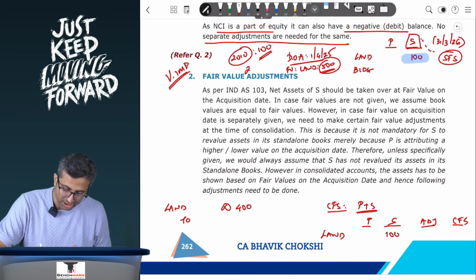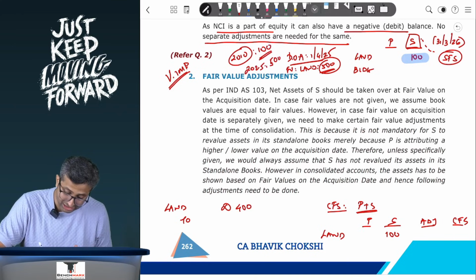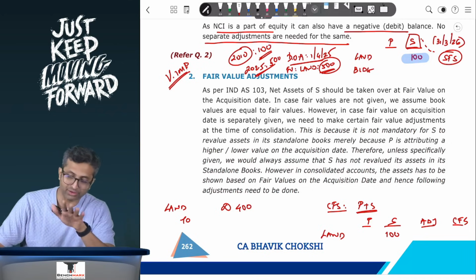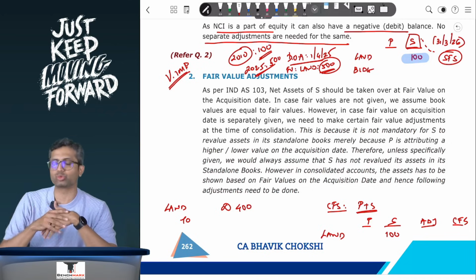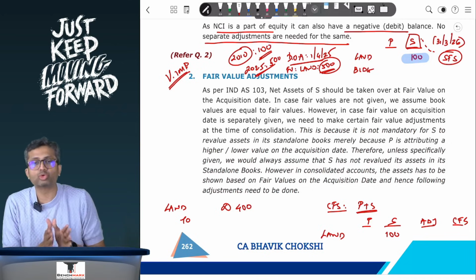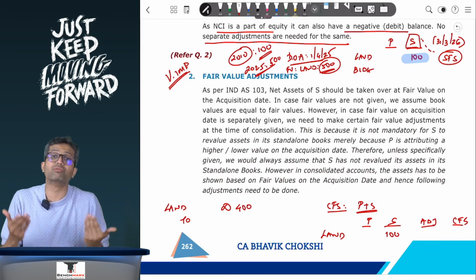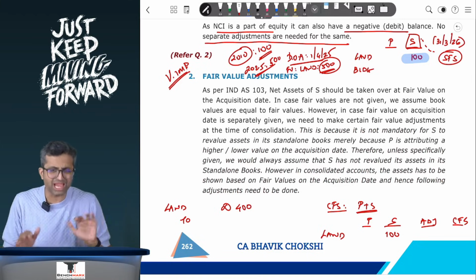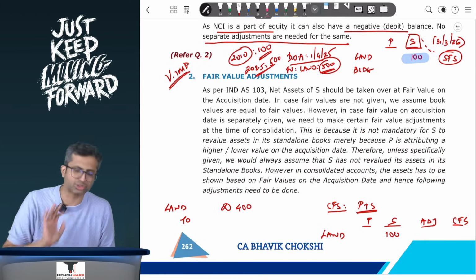Now, in 2020-25, this land became 500 rupees. So this increase of 400 already happened prior to the date of acquisition, because this is the increase in fair value up to the acquisition date. This increase already happened up to the date of acquisition, and hence these reserves will always be pre-reserves. And in my final balance sheet, I don't consolidate the pre-reserves, I eliminate them, and hence the name of the reserve does not really matter.